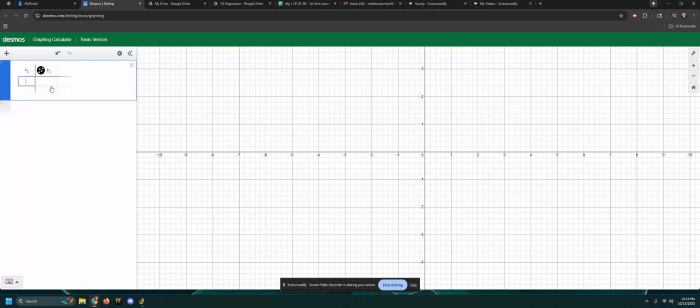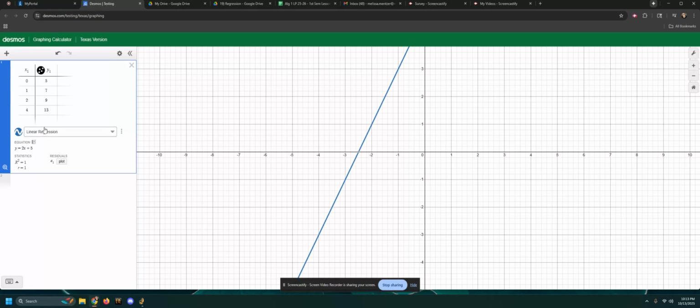I'm going to hit table, and I'm going to type in 0, 1, 2, and let's do 4. And then let's start with 5, 7, 9, and 12. Let's do that.